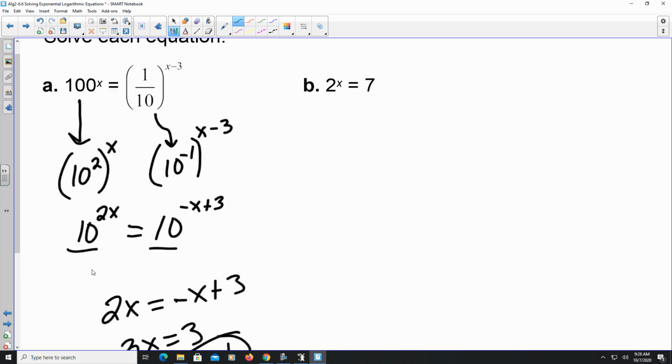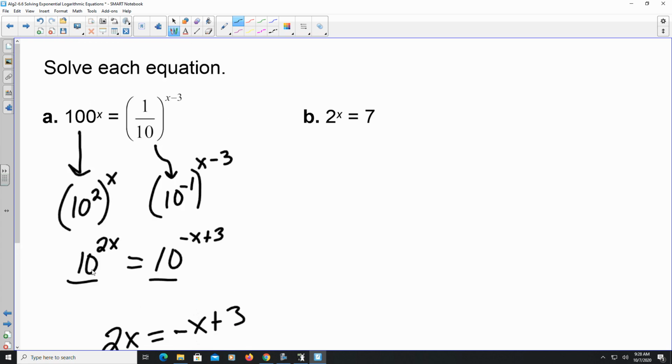Now, looking at example B is a little bit more challenging, because 2 and 7, I can't really manipulate to become the same value per se. So what I am going to do is change this into a logarithmic equation. I'm going to say that this is log base 2 of 7 is going to be equal to x.